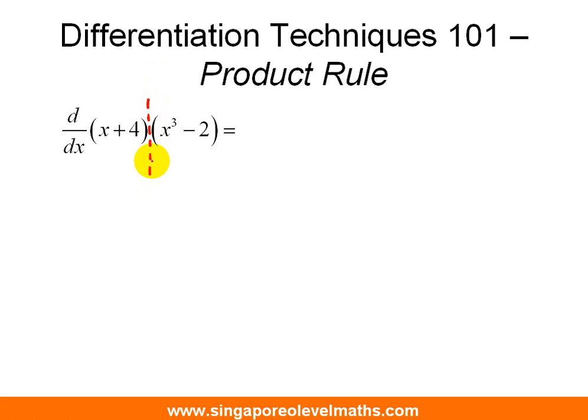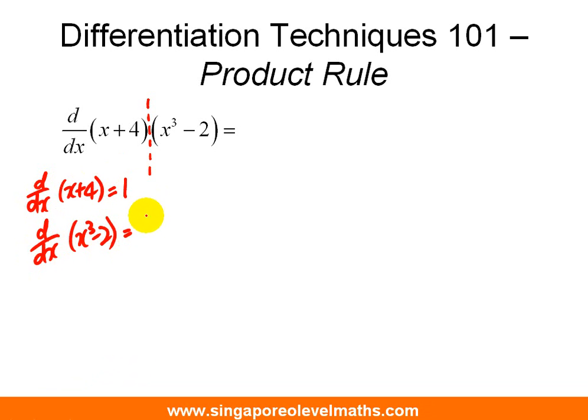Now for those of you who are totally new to this, here is what I suggest. Do side working. Ask yourself, what do you get when you differentiate x plus 4? You'll have 1. What do you get when you differentiate x cubed minus 2? You'll have 3x squared. Please notice that we have not started product rule yet.